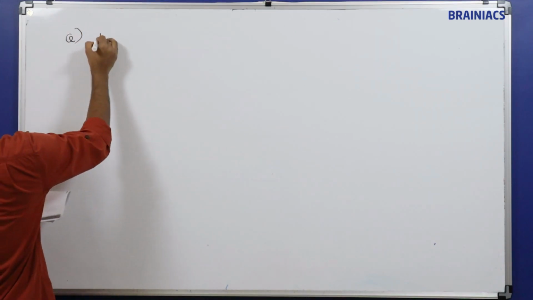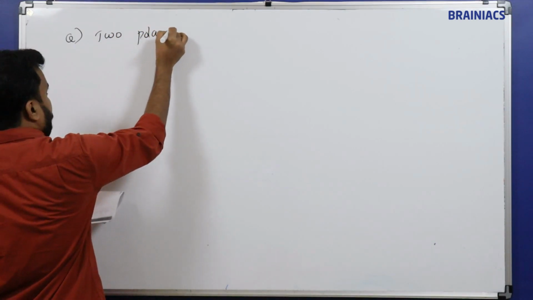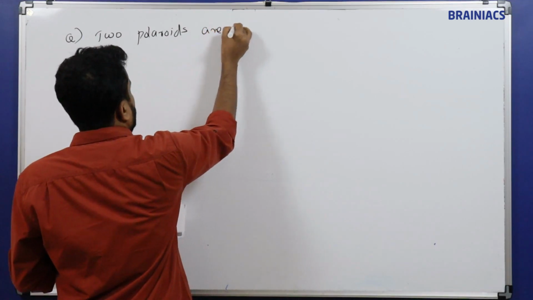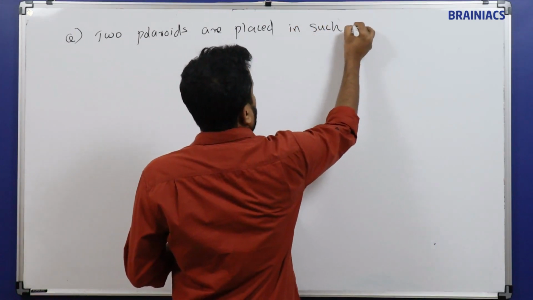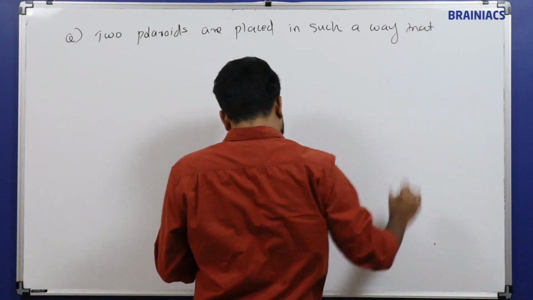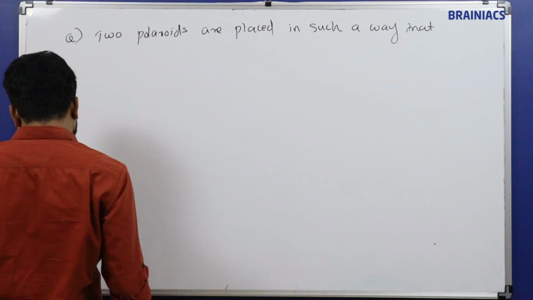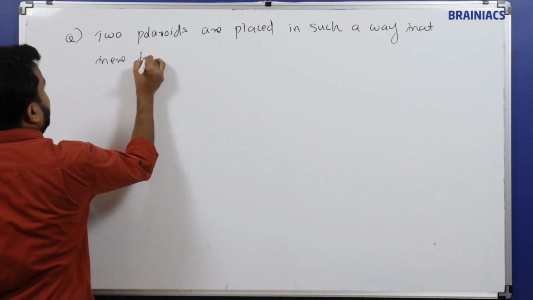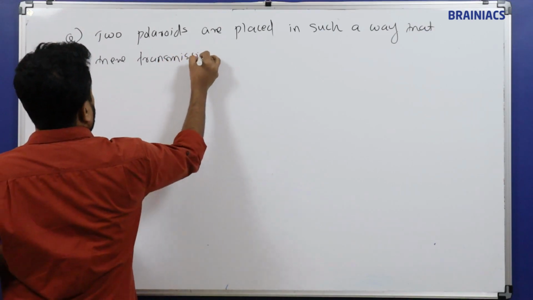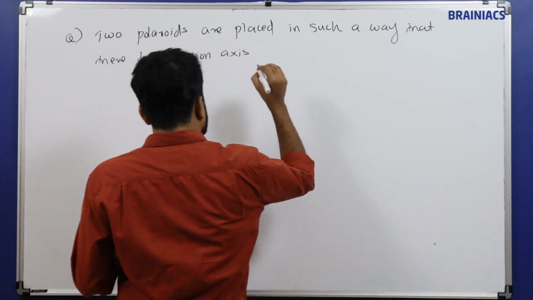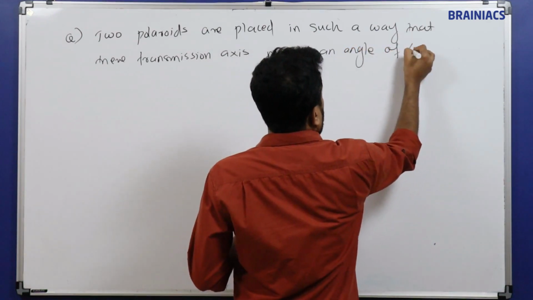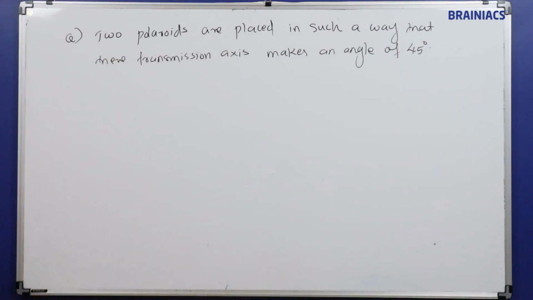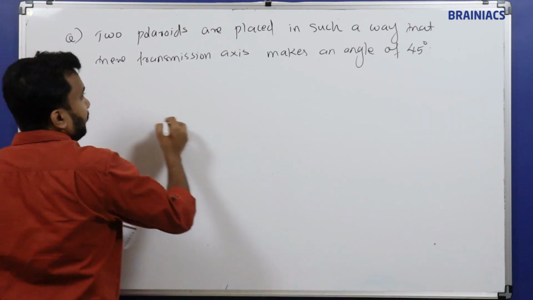Next question. Two Polaroids are placed in such a way that their transmission axes make an angle of 45 degree. So two Polaroids, and the transmission axes make an angle of 45 degree. This question is based on two Polaroids, for 45 degree.